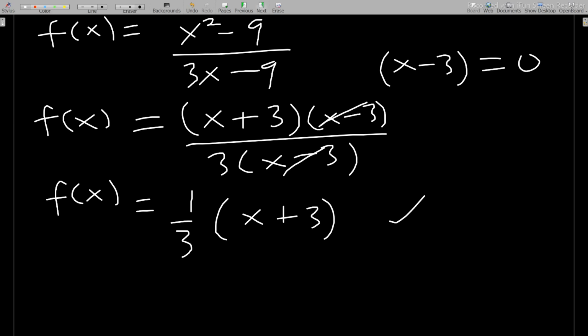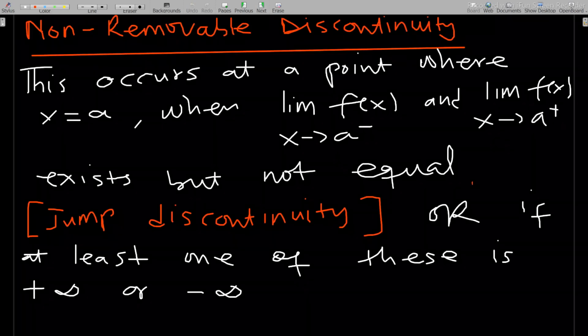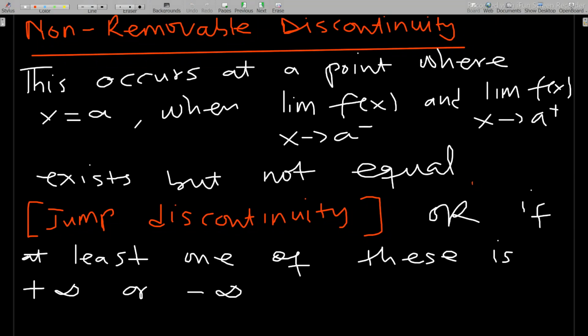Alright, let's go to the next one. That's a non-removable discontinuity. This one, you can't do anything about the discontinuity. It's just discontinuous. You can't remove the discontinuity. You can't do anything to it, and all you have to do is just say that it's discontinuous. Okay, and it comes in two parts.